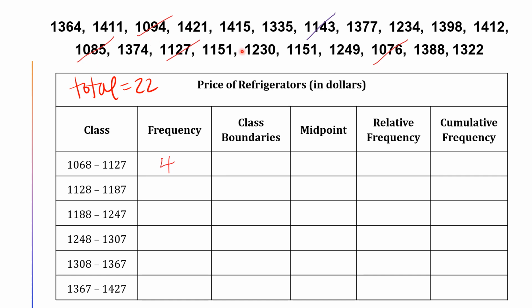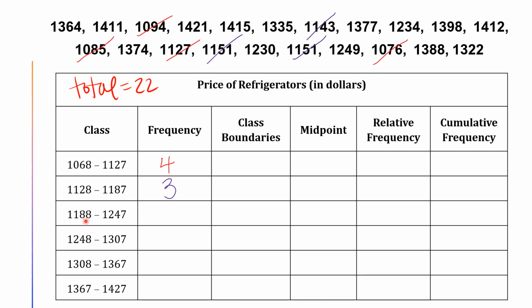1374, definitely not. 1151, yes. All right, 1230, nope, too big. 1151, yes. 1249, too big. 1388, 1322, both too big. All right, so count up how many tick marks for the second class. That was 1, 2, 3.